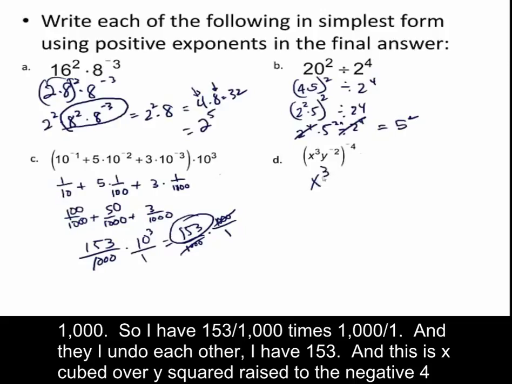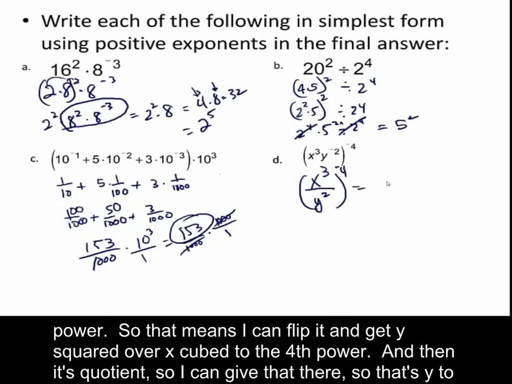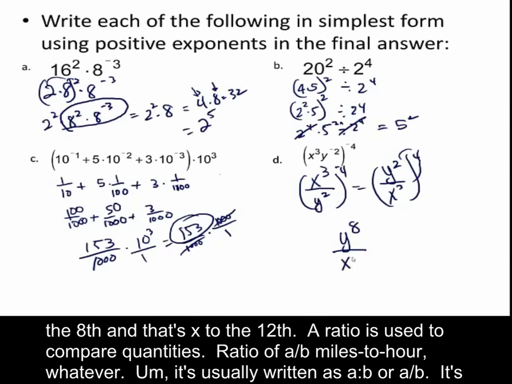And this is x cubed over y squared raised to the negative 4th power. So that means I can flip it and get y squared over x cubed to the 4th power, and then it's a quotient, so I can give that there. So that's y to the 8th, and that's x to the 12th.